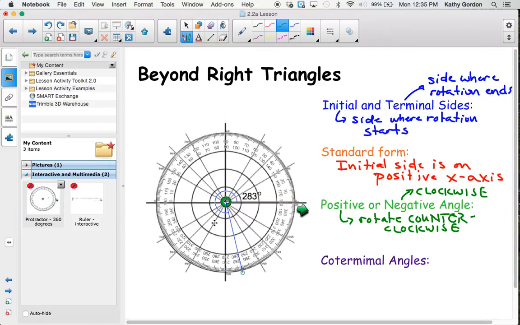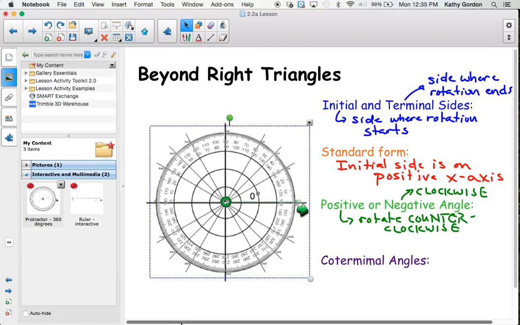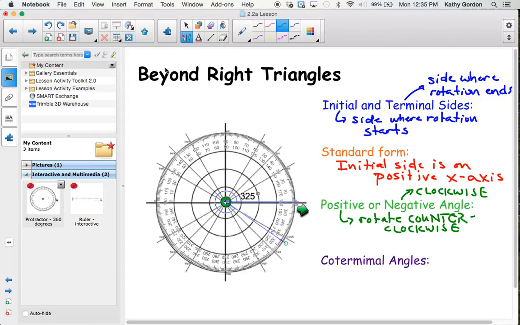So if I start over here, so if I start back here at 0, 0, but this time I go this way. Now again, there are limitations to my protractor. So my protractor says I'm at a positive 328-degree angle. Well, that would be true if I had gone this way around. But I didn't. I went this way.